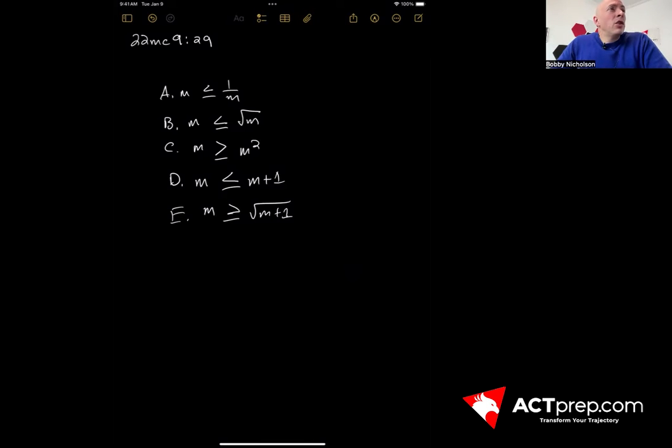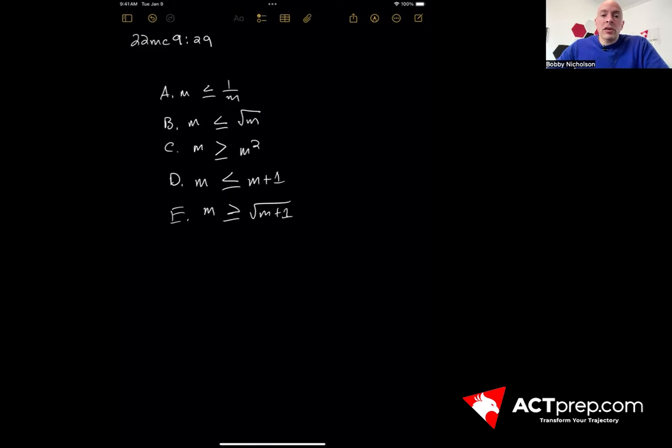Which of the following inequalities is true for all positive integers m? So, in scenarios where we're dealing mainly with variables, we are going to pick numbers.